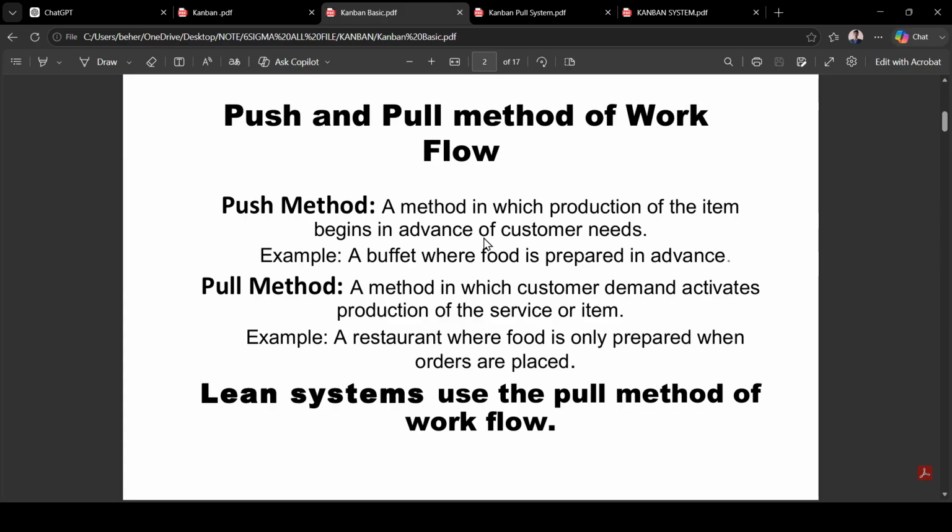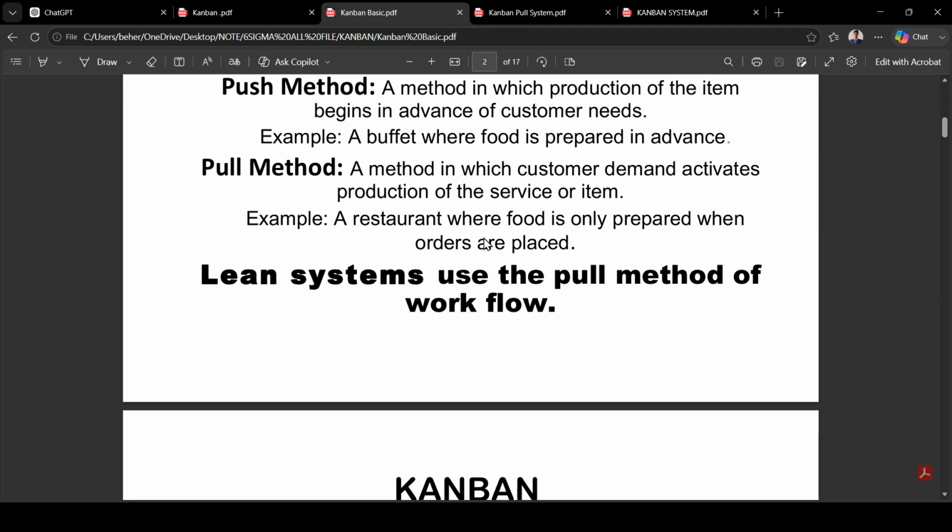Example: a buffet where food is prepared in advance. The pull system, or pull method, is a method in which customer demand activates production of the service or item. Example: a restaurant where the food is only prepared when the orders are placed. So the lean system uses the pull method of workflow.